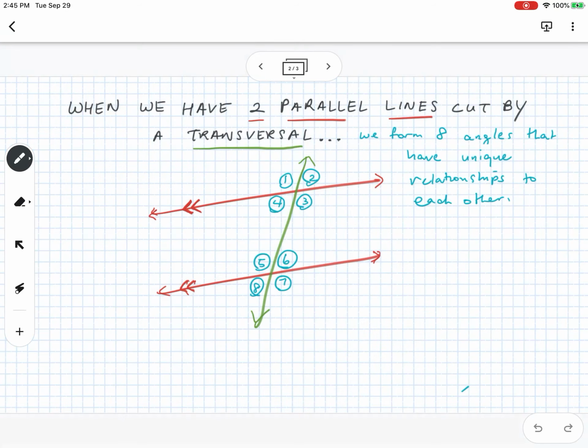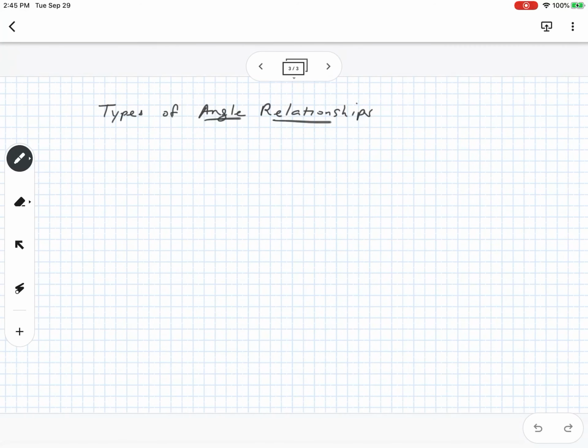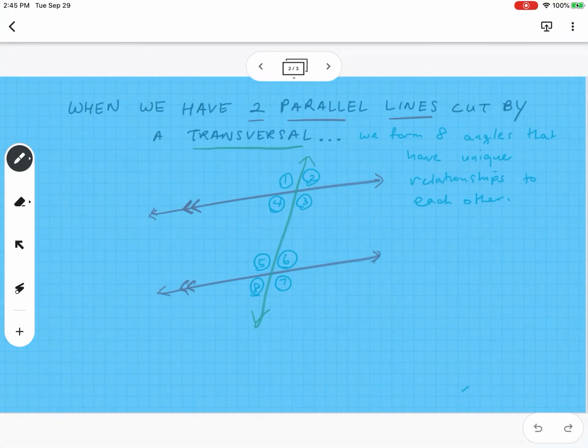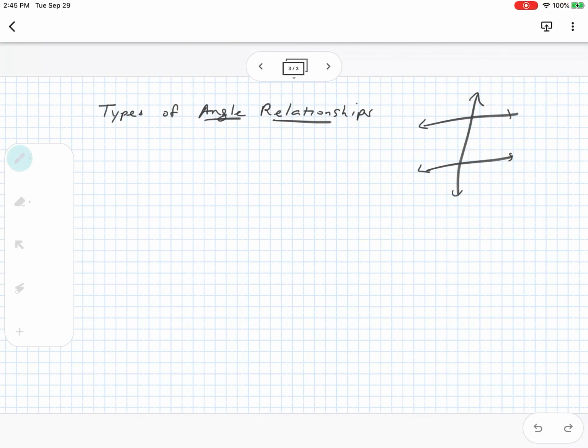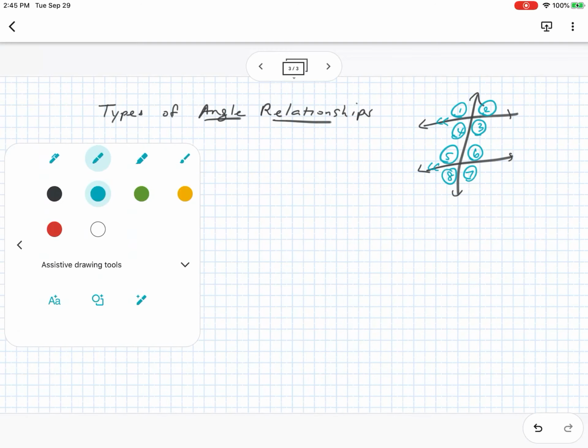Now, let's just make a note here. All right, so types of angle relationships that form. And you know what? Let me just redraw it one more time here, just so we are on the same page. There we go. And then 1, 2, 3, 4, 5, 6, 7, 8. Okay, so 1, 2, 3, 4, 5, 6, 7, and 8. And then they're parallel and they're cut by a transversal.